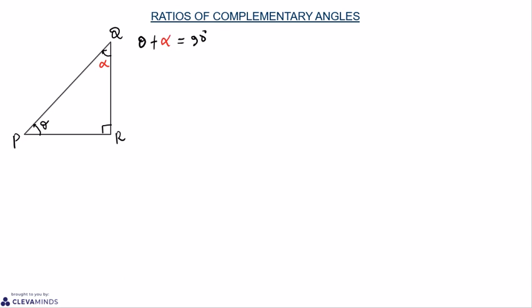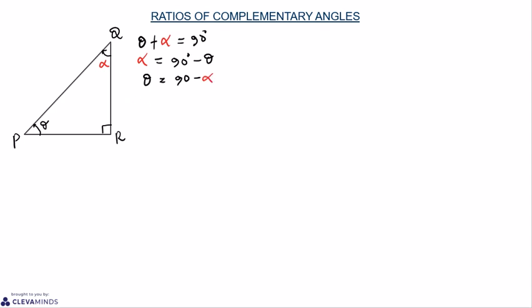So from here we can see that alpha will give us 90 minus theta. And the same thing goes with theta: theta itself will give us 90 minus alpha.